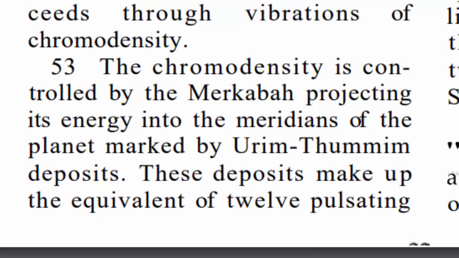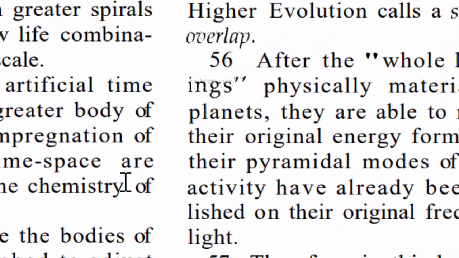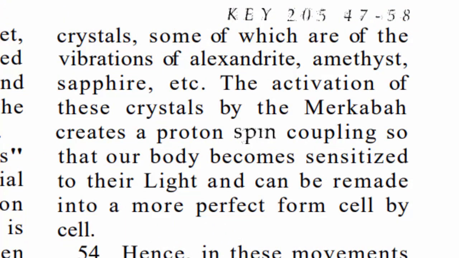It says these deposits make up the equivalent of 12 pulsating crystals, some of which are of the vibrations of alexandrite, amethyst, sapphire, etc. And the thing about it, we learn in books like Jasher that Aaron's rod was a sapphire rod. That whole rod that he turned into a serpent was made out of sapphire. It says the activation of these crystals by the Merkaba creates a proton spin coupling so that our body becomes sensitized to their light and can be remade into a more perfect form cell by cell. But now that sounds like healing, doesn't it? I mean, if we're being remade cell by cell, that's regeneration.